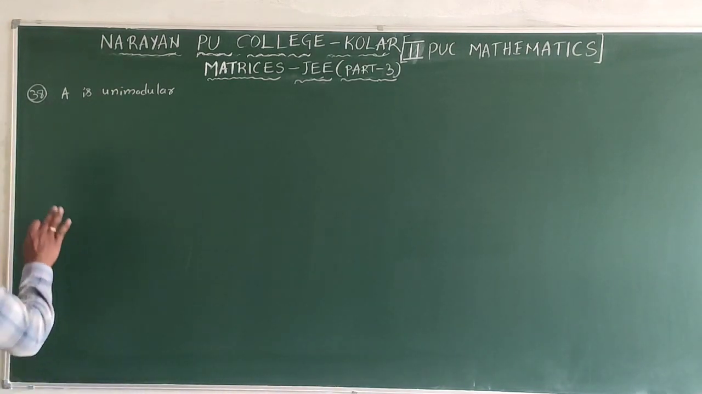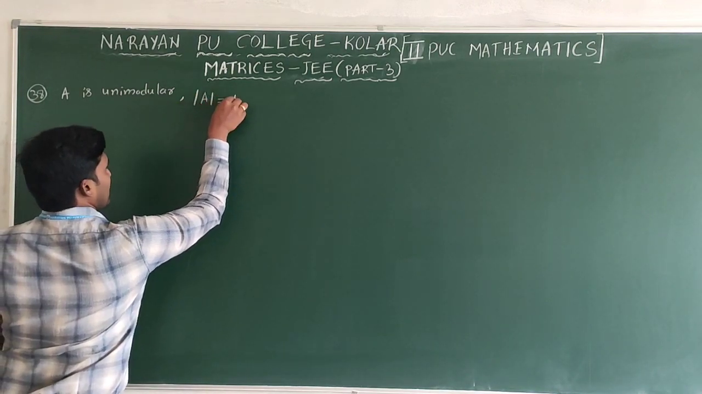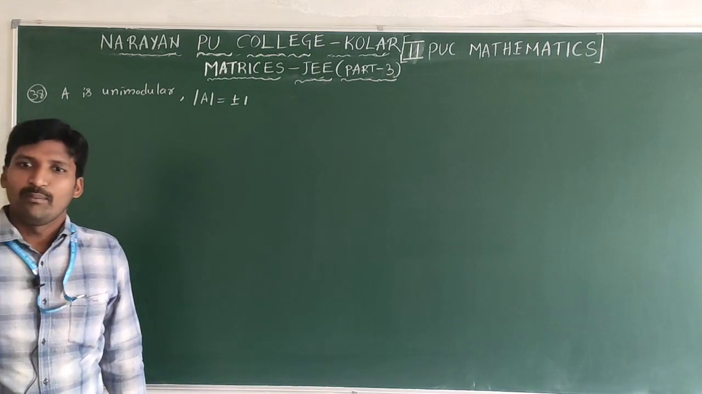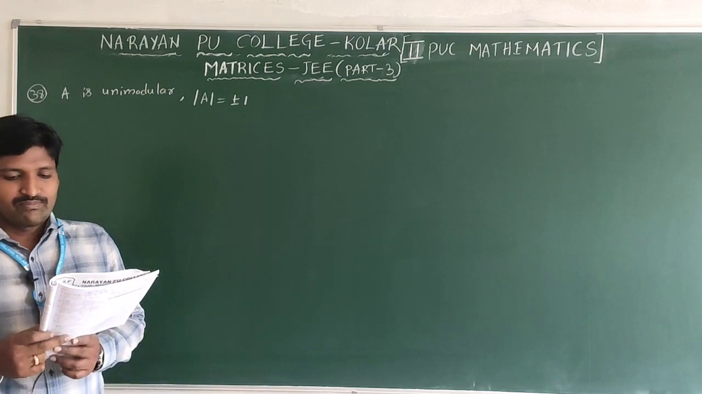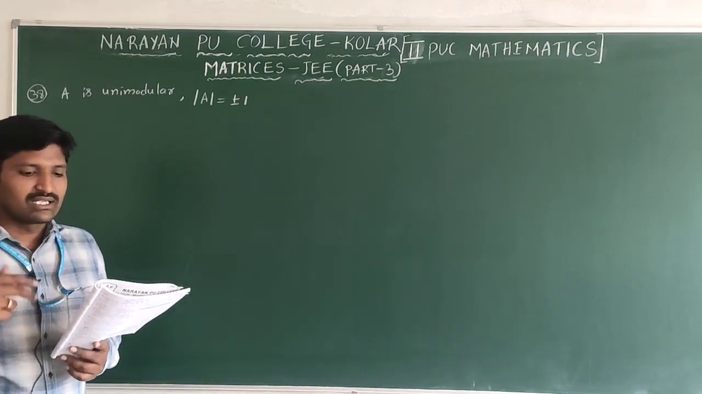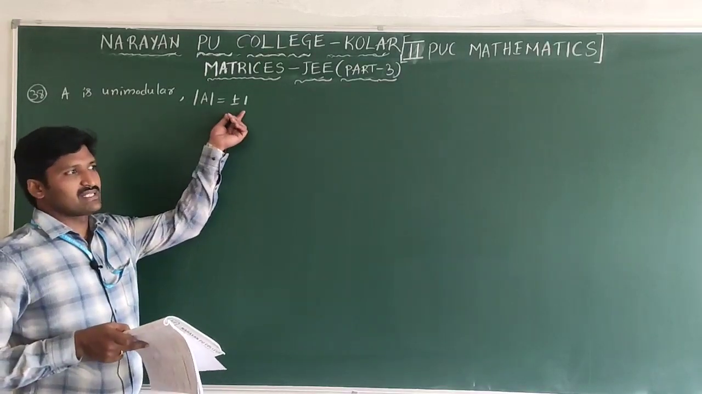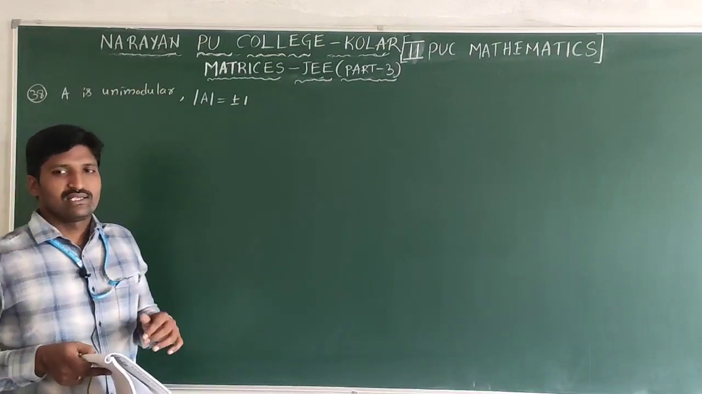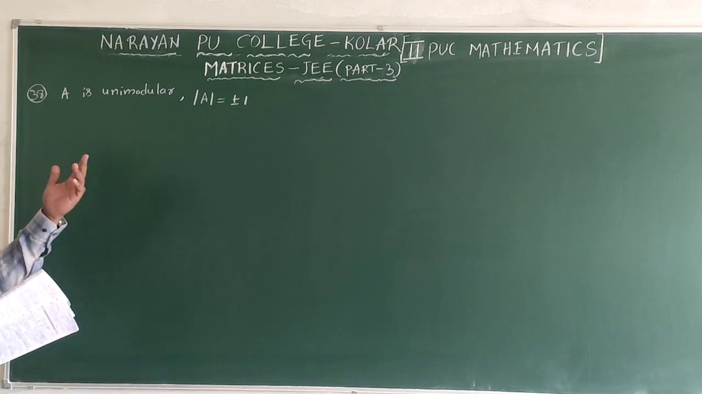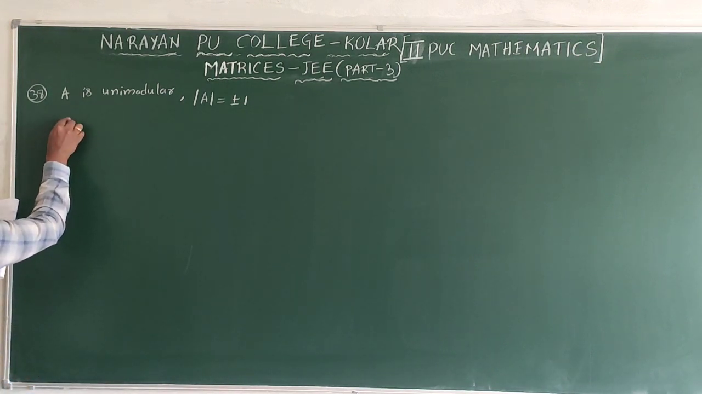First of all, A is unimodular means the det of A is either plus 1 or minus 1. Now, which of the following is not necessarily unimodular? That means the modulus of the det value is plus or minus 1 as given. The one where the det value is not plus or minus 1 fails the unimodular condition. Now take option A.